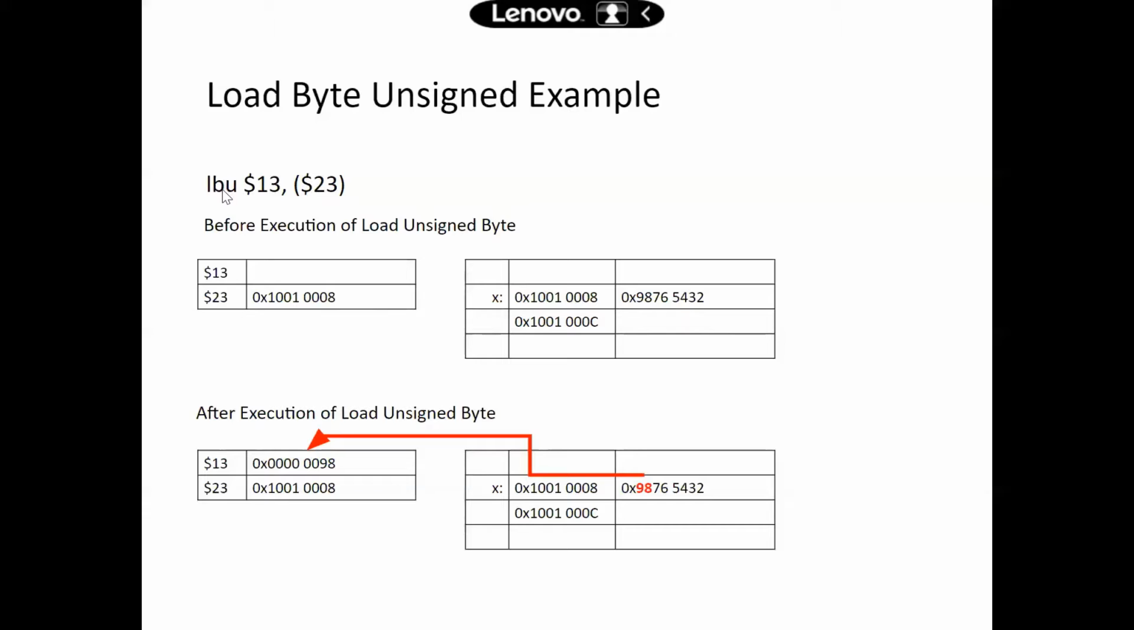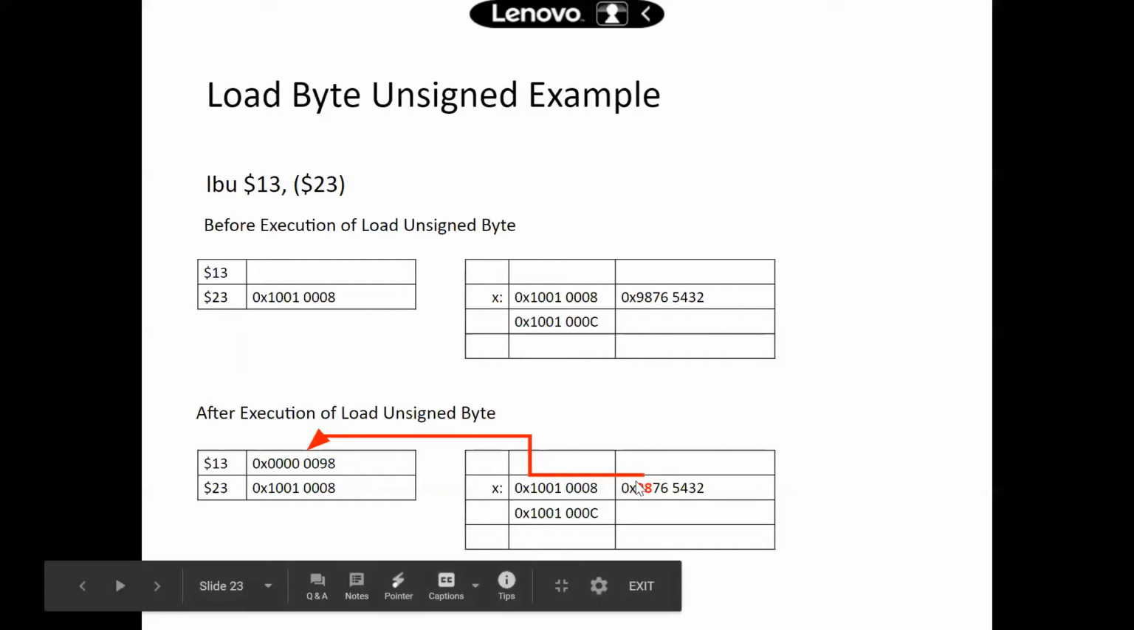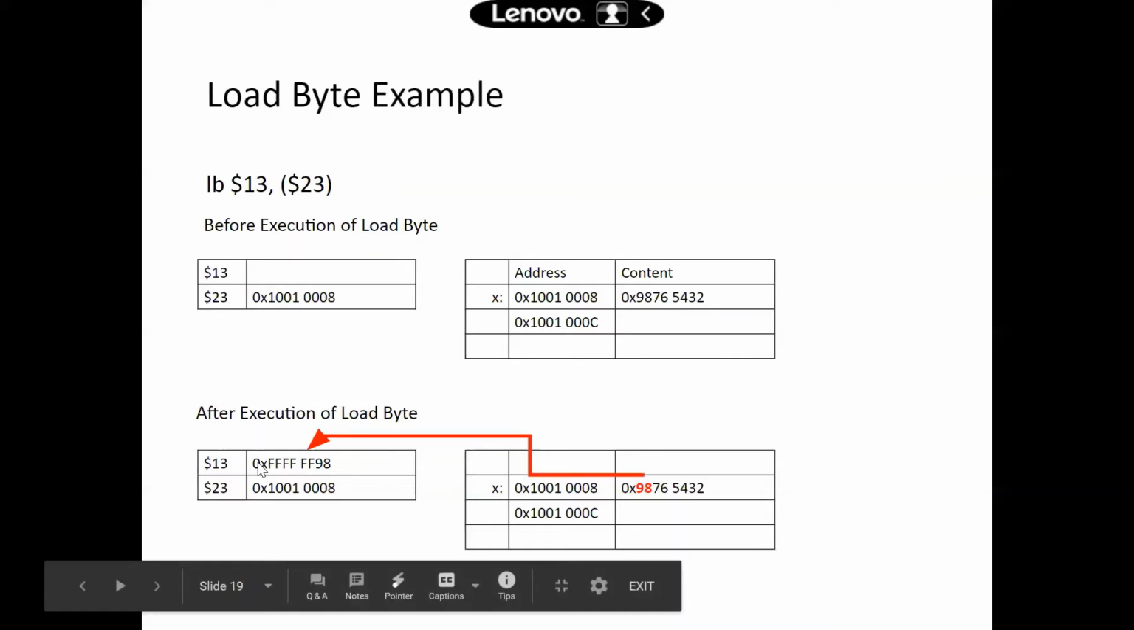So for the load byte, let's say it's this one right now. When it's unsigned, it's just going to take that byte, which is only two hex digits because it's a load byte, put it in your register, and pad the rest with 0. That's unsigned. It's always padded with 0, whether your number is positive or negative. If you had load byte, it's going to check if this number is positive or negative. If it's positive, it's still going to pad with zeros. If it's negative, it's going to put ones.